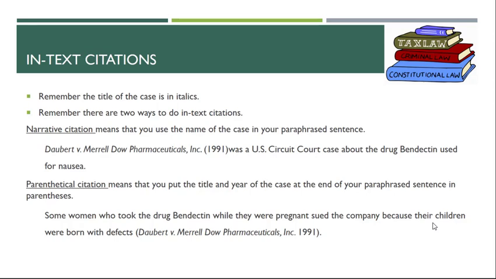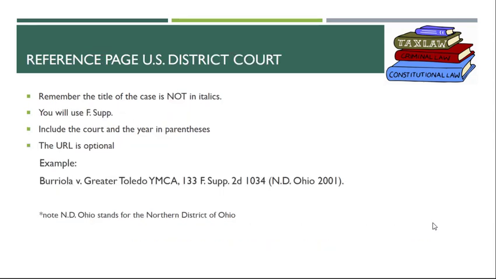Here's an example of a reference page citation for U.S. District Court. Remember, the title of the case is not in italics. You will use F SUPP for the abbreviation for the name of the book that the court case is recorded in. Include the court and the year in parentheses. The URL is optional. Here is an example.